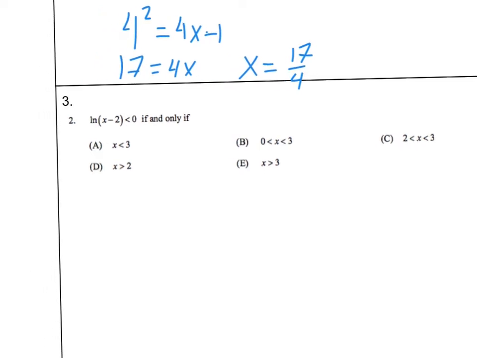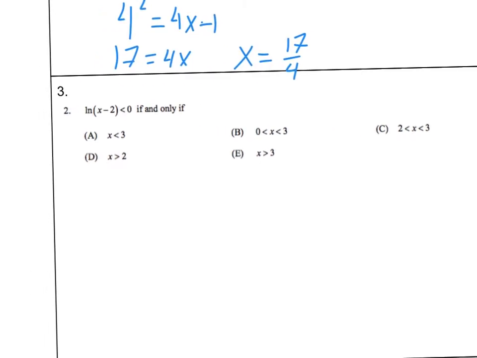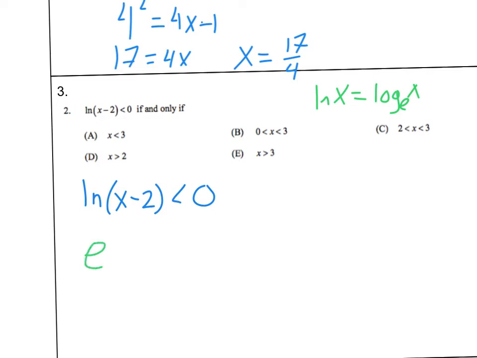For number 3, which also shows number 2, which is fun. We've got ln of x minus 2 is less than 0. So I want to talk about this. So ln of x minus 2 is less than 0. I'm going to convert this to an exponential before I do anything else. I know that ln of x is the same as log base e of x. So if we write this as an exponential, we're talking about e to the 0.